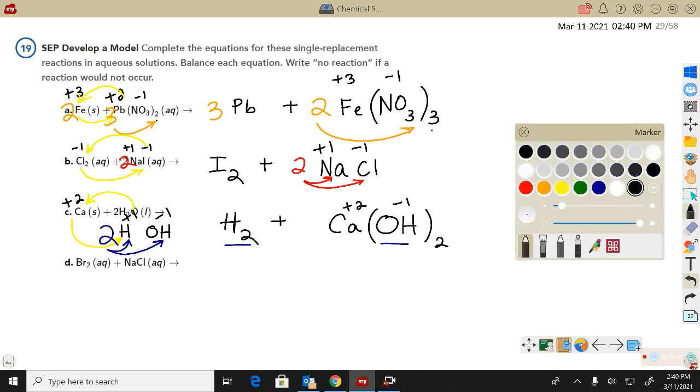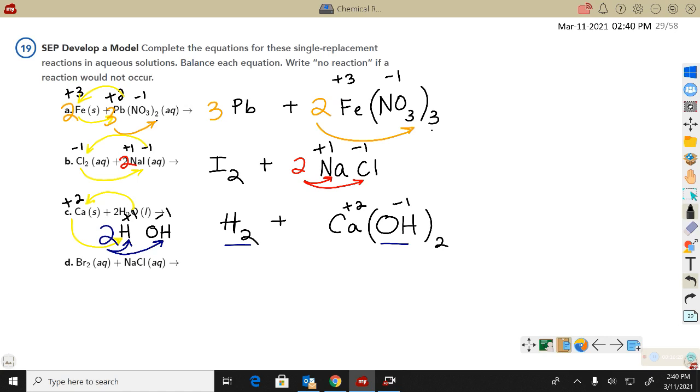The last example, let's find our charges again. Bromine is normally a -1. Sodium is a +1. And chlorine is a -1. Oh, this one kind of looks a lot like B, doesn't it? Where there's a halogen and a sodium compound.